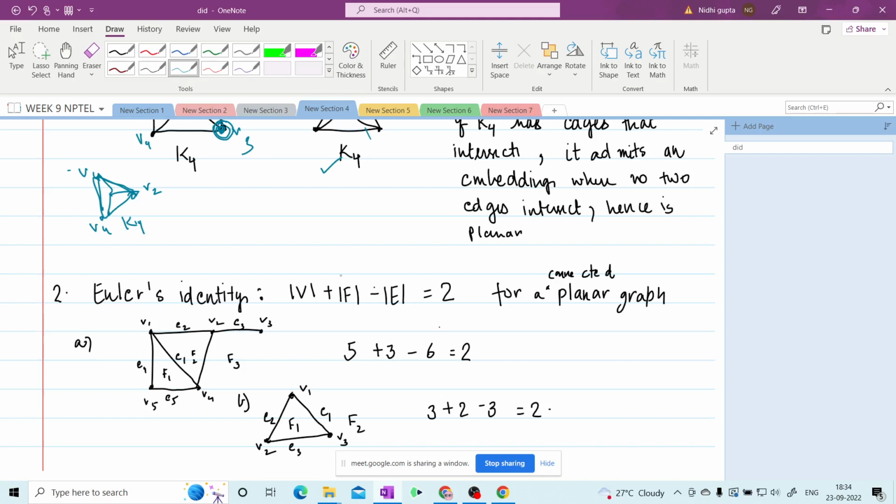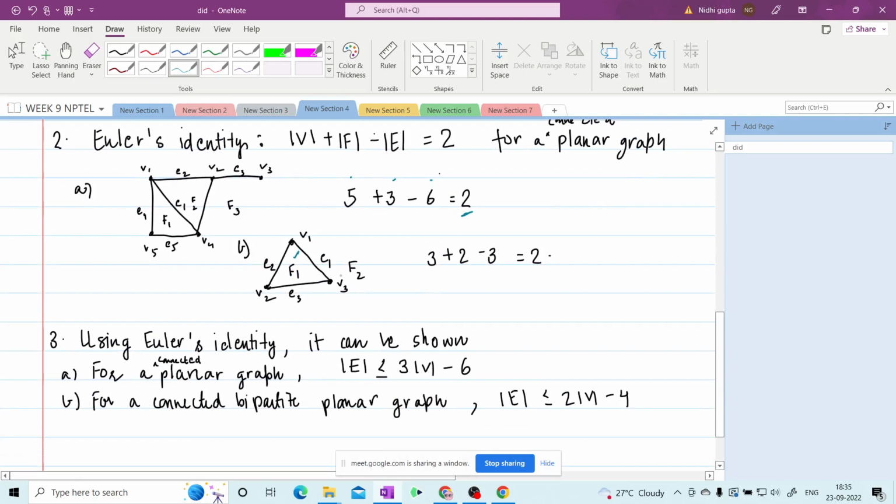One should be careful that when counting faces, it should also count the outside face. So this is a face, this is a face, but the outside face should also be counted. So we see here that this has 5 vertices, 3 faces, 6 edges, and if we do the calculation, we see that Euler identity holds. And in this K3 also, we have 2 faces, not just one, interior and exterior. Exterior is also counted as a face. So we have 2 faces, 3 vertices, 3 edges, and Euler identity holds.